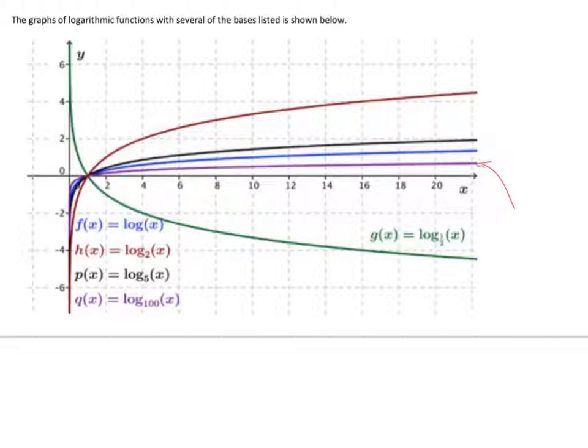So as b gets greater and greater, our graph of the log base b gets closer and closer to the x-axis. It increases much slower. And then as b gets smaller, but not a fraction, still a whole number, it increases more rapidly. Cool. And then when your base is between 0 and 1, it's a reflection over the x-axis.